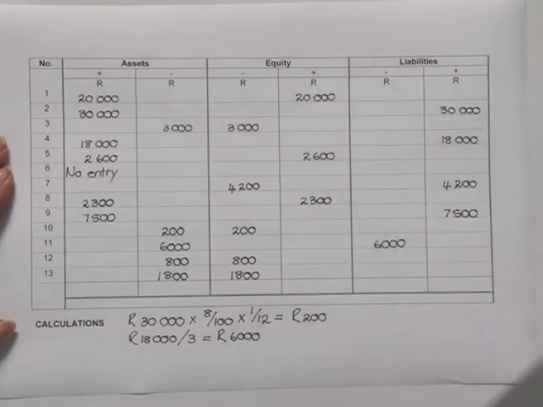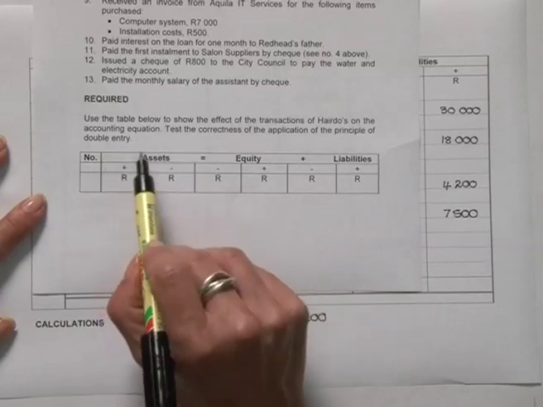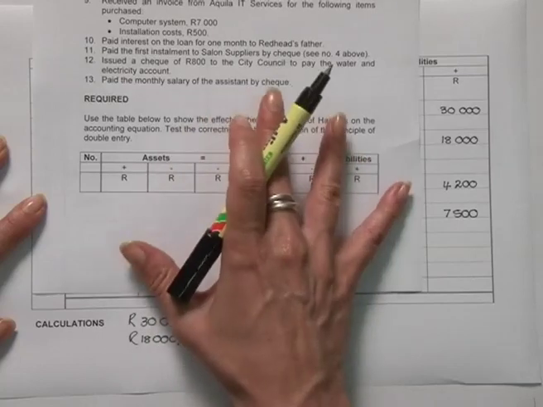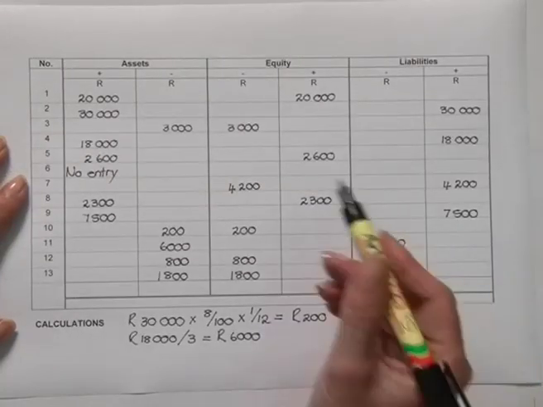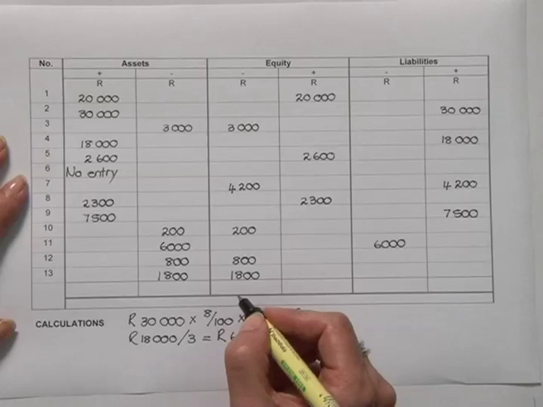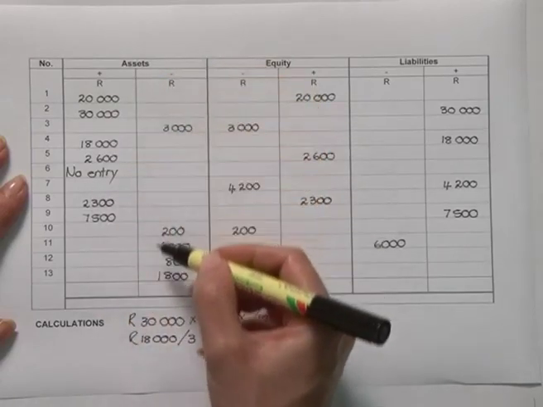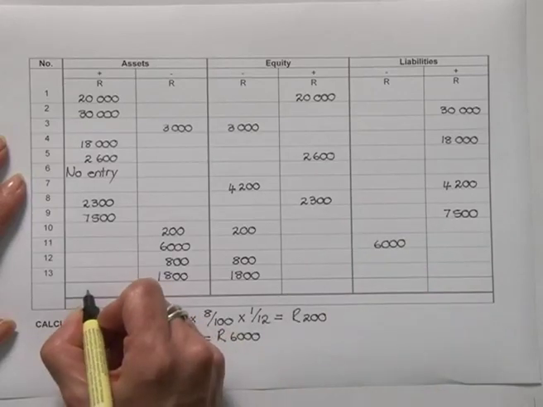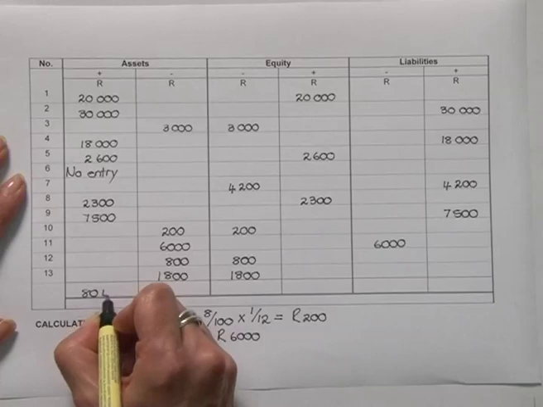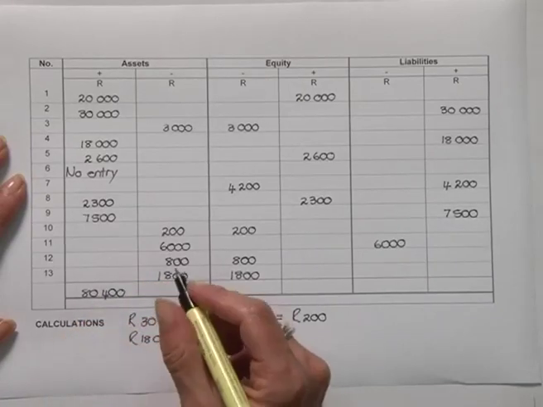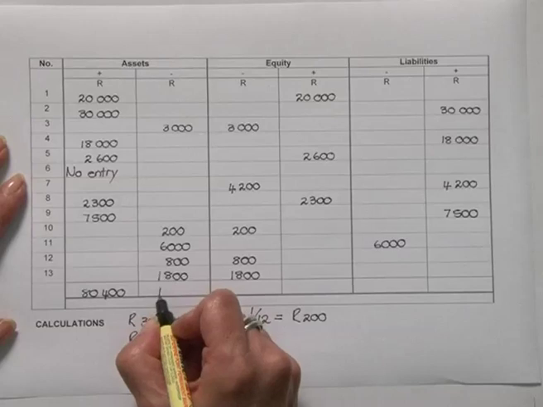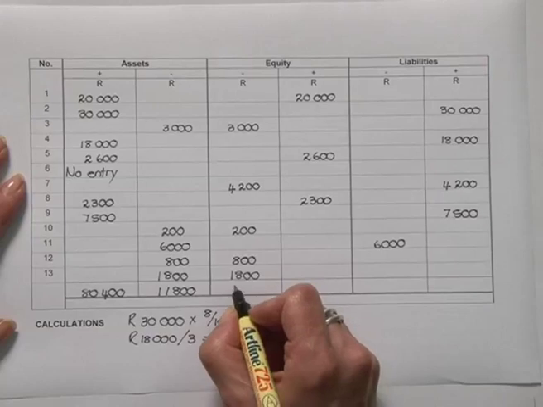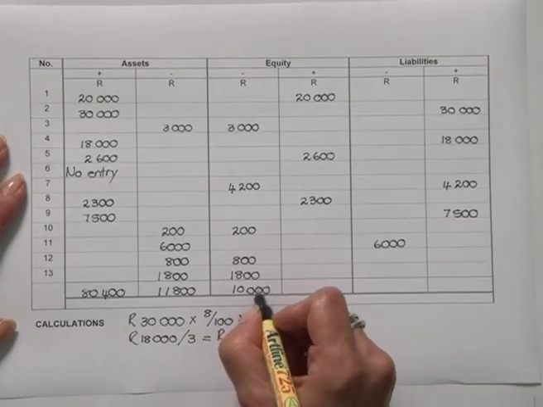If we refer back to the required part, test the correctness of the application of the principle of double entry. For every debit, we need a credit, and our basic accounting equation must be in balance. If we add up all of these totals for all of these columns, we can test whether the duality concept has been adhered to. So for assets, it will add up to 80,400. On the negative side, 11,800. And we're going to continue with this, adding up.